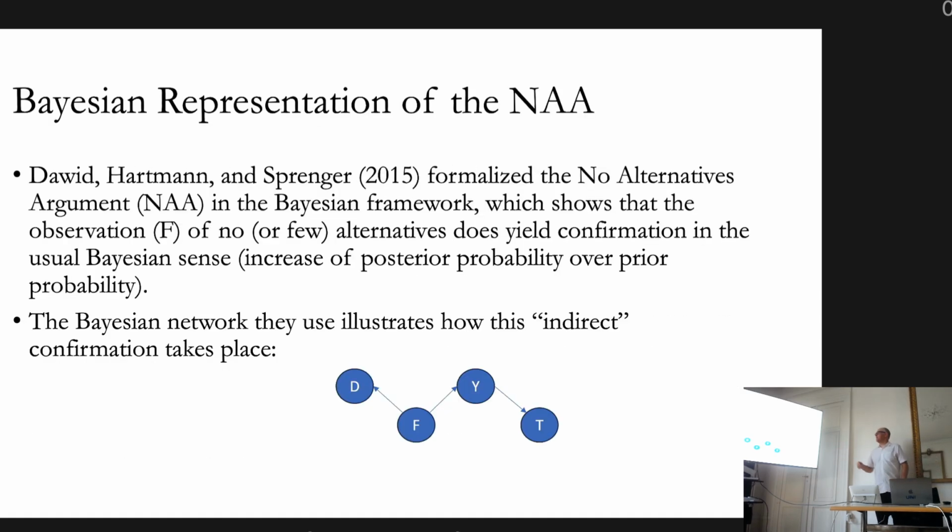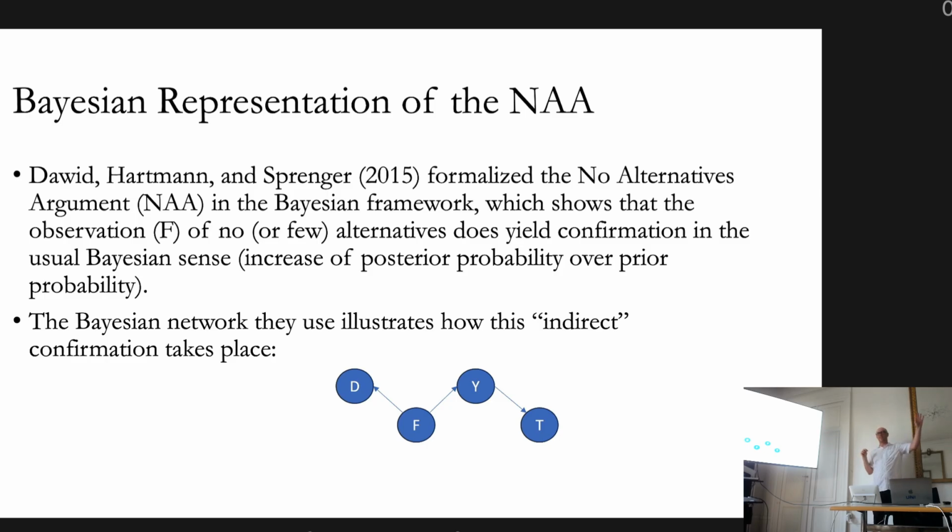But David usually works with the Bayesian framework, and as a way of bolstering the idea that there's genuine confirmation here, Dawid, Hartmann and Sprenger wrote a paper in 2015 that formalized this no alternatives argument within the Bayesian framework. Okay, so just to say very briefly what's going on here: F represents the observation that no or few alternatives have been discovered. I guess I didn't put all the variables in here. So this observation F represents the meta-empirical observation that there are few alternatives.